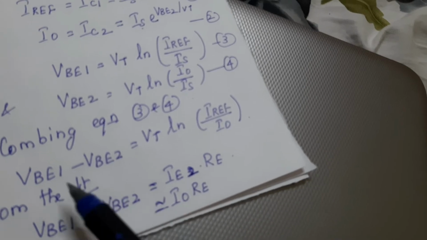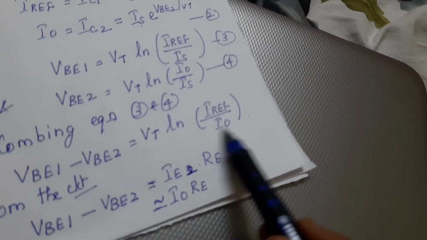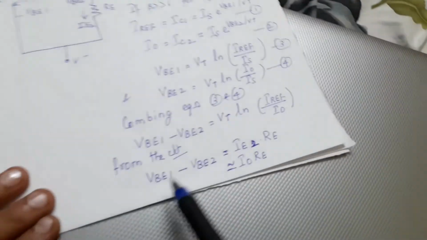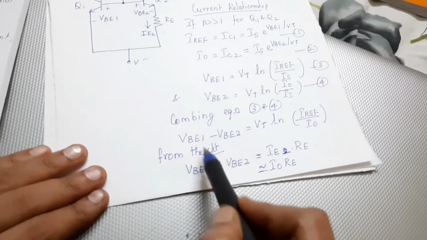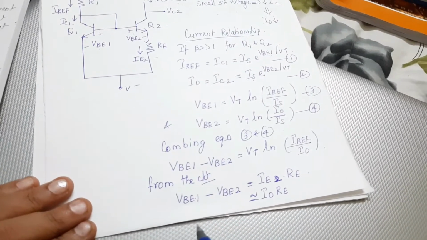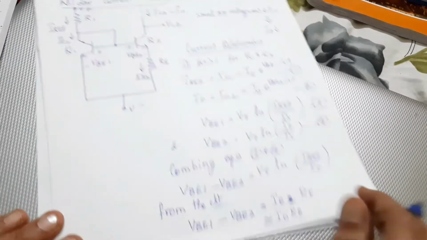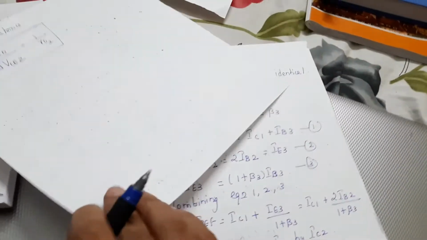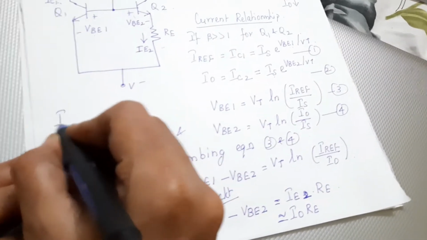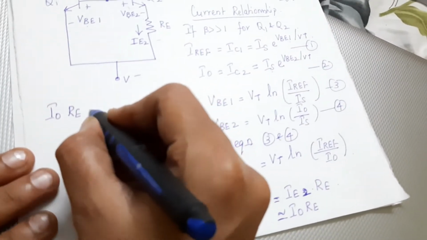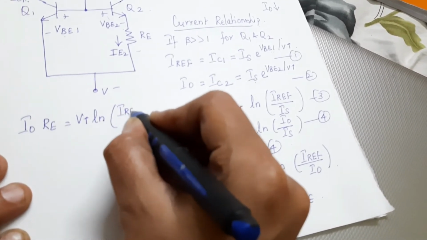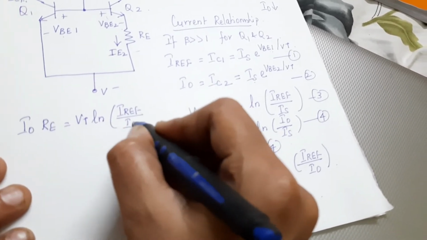So I have got an equation for VBE1 minus VBE2 from the circuit, and from the current relationship I also have VBE1 minus VBE2. So I have two equations, and I can write I0 RE equal to VT ln of I reference divided by I0.